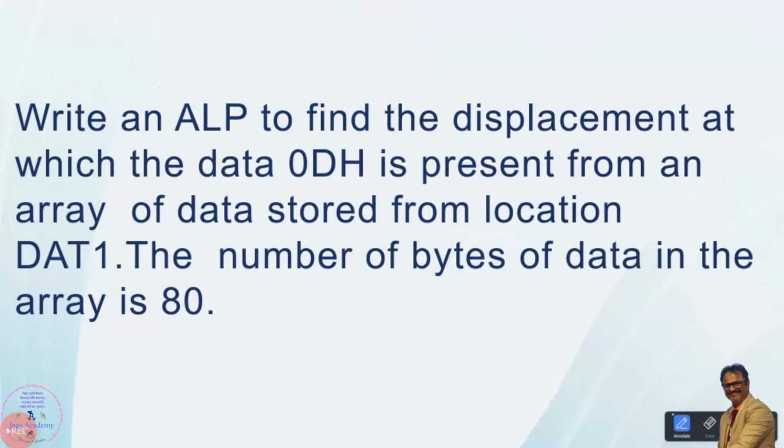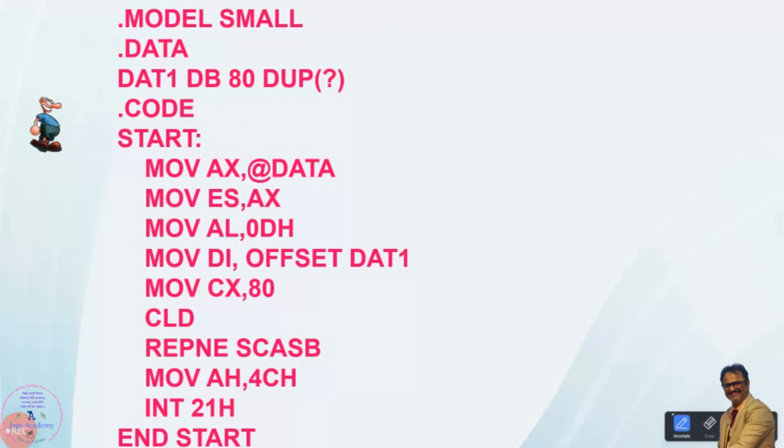Now, next, the same program I told you, see, move AX comma data, move ES comma AX. What is this 0DH? I'm putting it into AL, the number to be searched. Now see, move CX. How many numbers are there? There are 80. Your array size is 80. CLD, repeat not equals SCAS B.